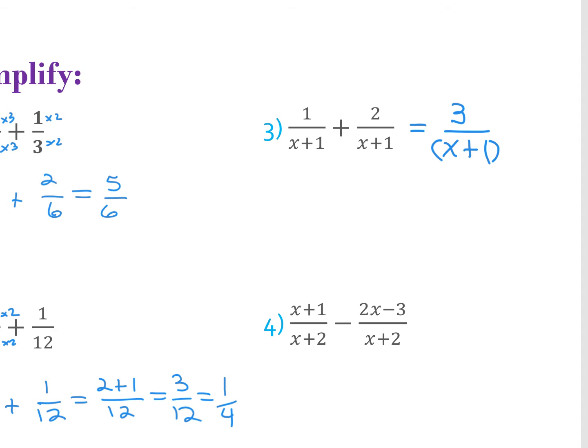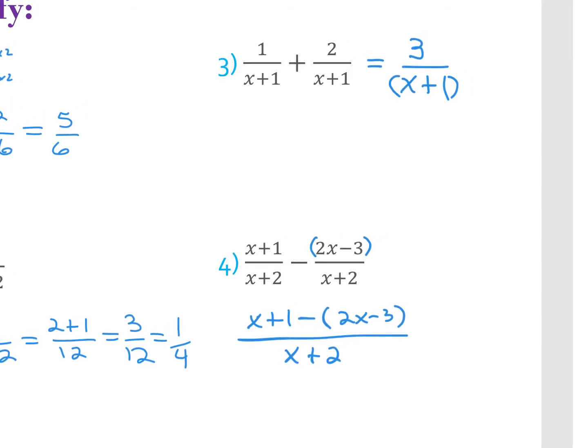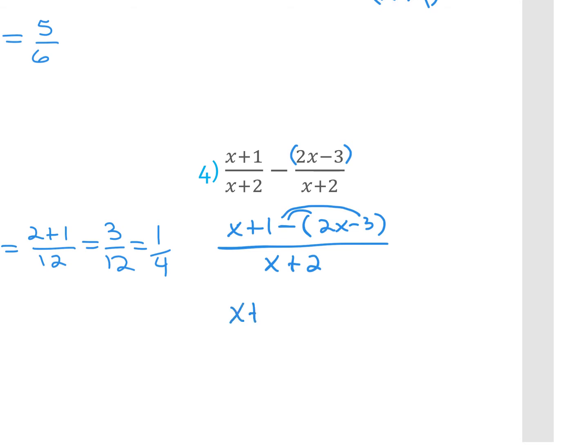The next one, we're subtracting. It already has a common denominator, but be very careful. Okay, we're subtracting this whole numerator, not just the 2x. So what I like to do is think of this as a keep flip change. So really what's happening here is it's x plus 1 minus 2x minus 3. Now, and then it's got the same denominator. So you can either think, I just need to distribute the negative sign to both, and then I just combine my like terms. So minus 2x plus 3.